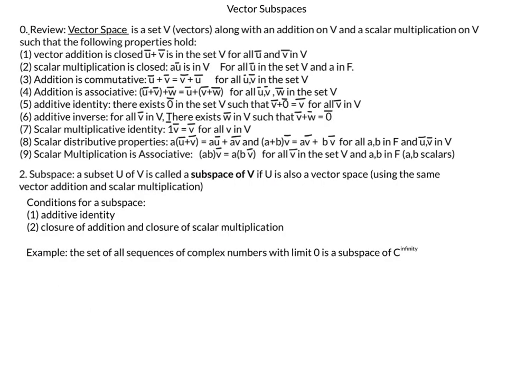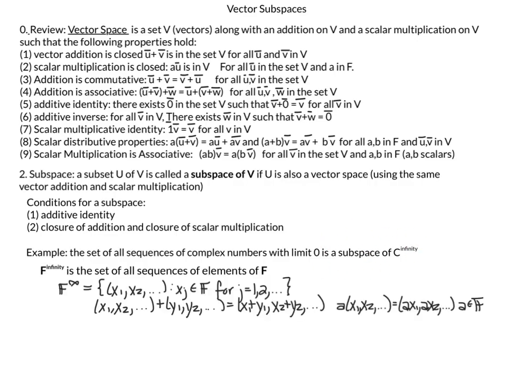Our next example is the set of all sequences of complex numbers with the limit 0. And we want to show that this is a subspace of C to the infinity. And in case the C to the infinity looks strange, it's actually an example from our last chapter, which I don't think I covered, so I'll look at it now. So this F to the infinity is a sequence of numbers in our field. So if F is R, it's a sequence of real numbers. If F is complex, then it's a sequence of complex numbers. And we have x1, x2, x3 up to infinity.